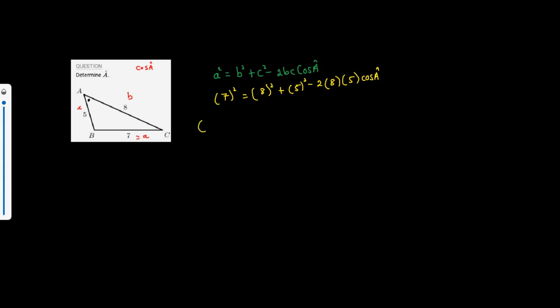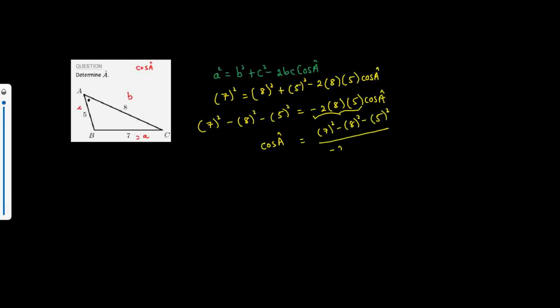So what I'm going to do is take 8 squared to the other side, and I'm left with negative 2 times 8 times 5 cos angle A. Then, of course, I'm going to divide both sides by what was being multiplied to cos A. So what am I left with? I'm left with cos angle A is equal to 7 squared minus 8 squared minus 5 squared all over negative 2, 8 times 5. So cos angle A is equal to all of this.